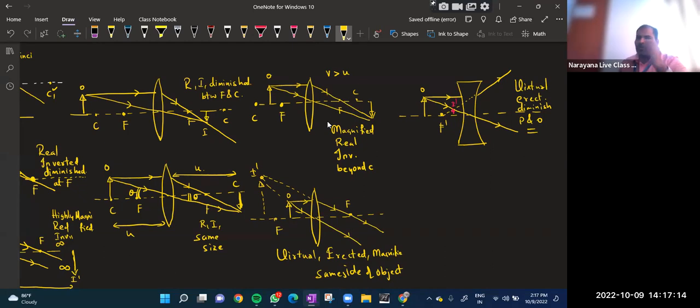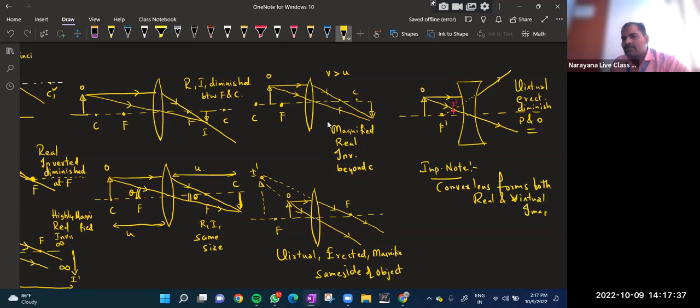So the concave lens has only one ray diagram. Understood? Yes, sir. And one important note I would like to add here. What is the advantage of the convex lens? The convex lens forms both real and virtual images. But the concave lens forms only one type of image: only virtual images.